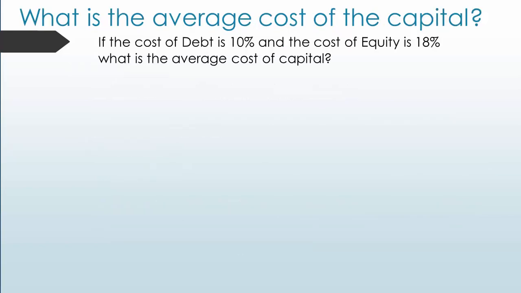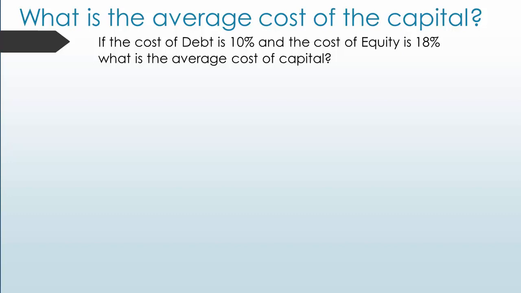So when we look at your average cost of capital, so we've got debt and we've got equity, and we want to get the average. So let me walk you through this. If the cost of debt is 10% and the cost of equity is 18%, what is your average cost of capital? I'm pausing here so that you can have a look at this.